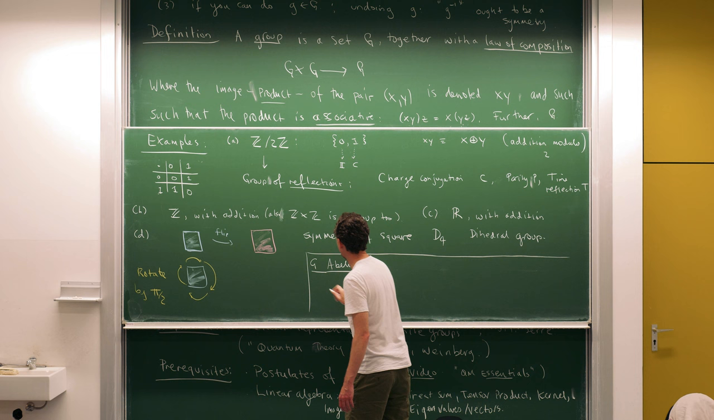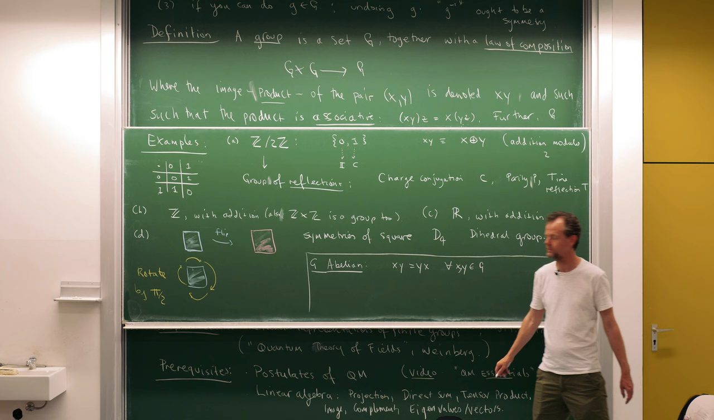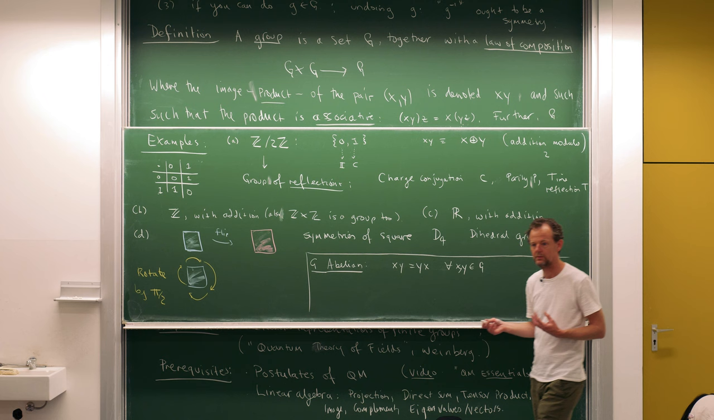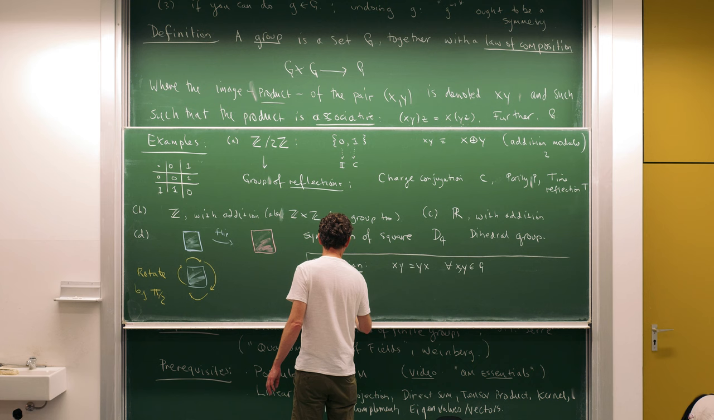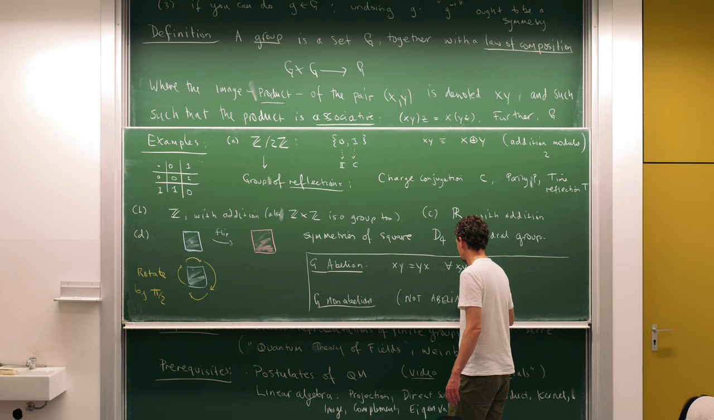A group G is abelian if X compose Y equals Y compose X for all X, Y in the group. Abelian groups are somehow simple or easier. We may see that in the future. And there are, of course, non-abelian groups, which is just, what does that mean? It just means not abelian, right? So a group is non-abelian if this is not true.